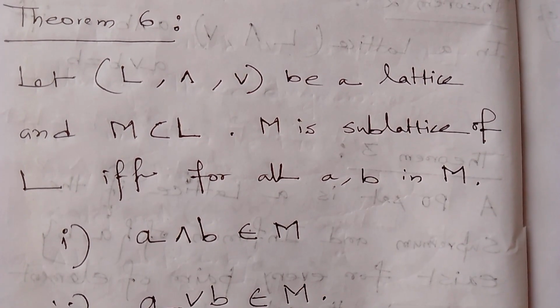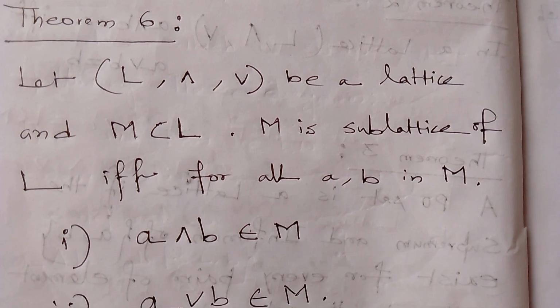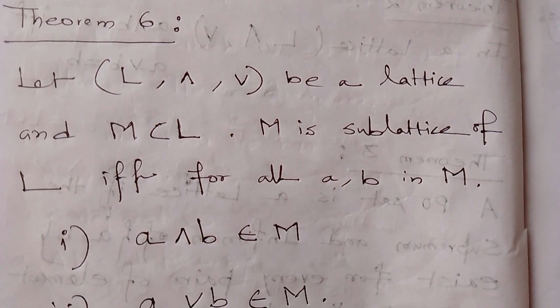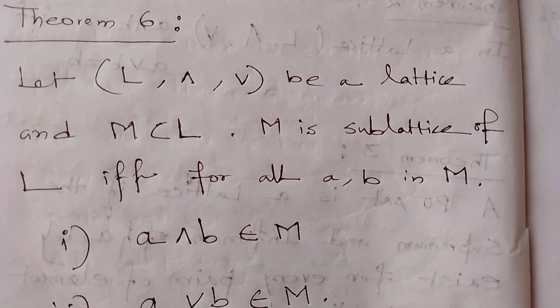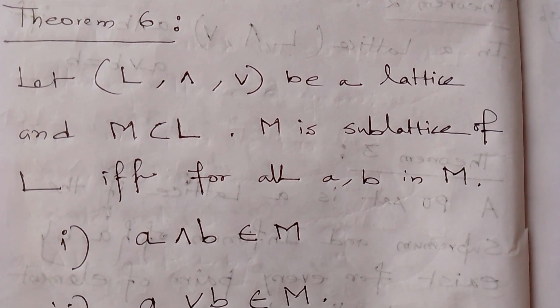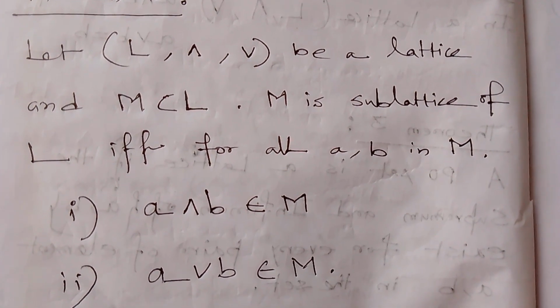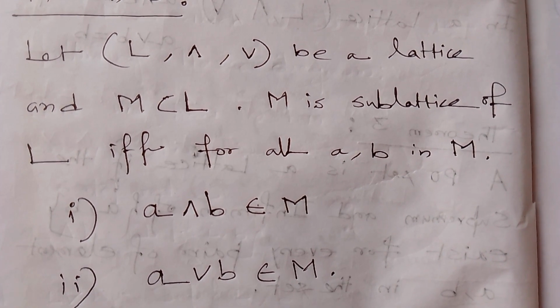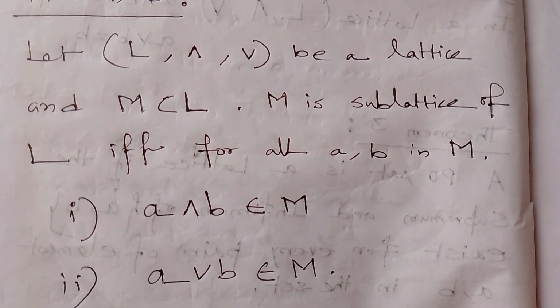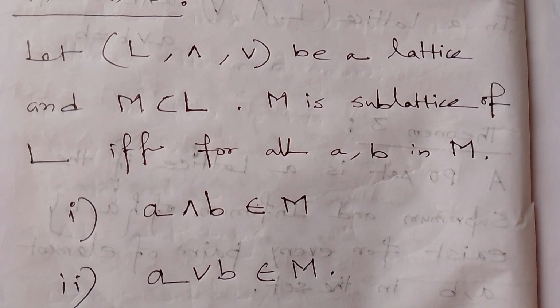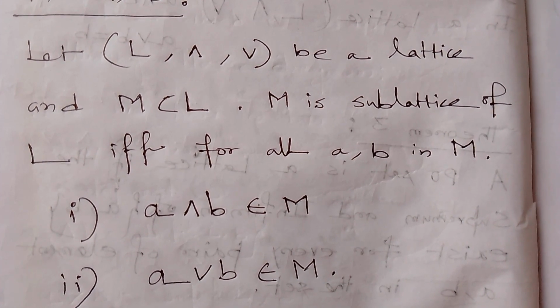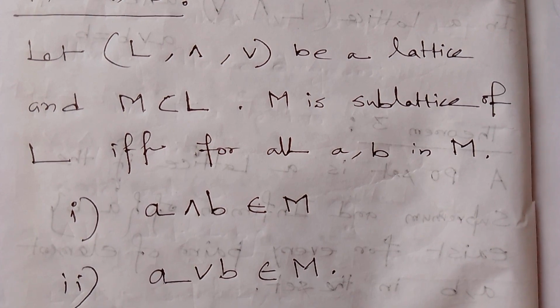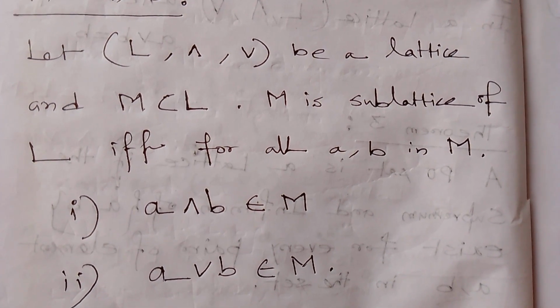Now the last theorem, theorem 6 of lattice. Let (L, conjunction, disjunction) be a lattice and M a subset of L. M is a sublattice of L if and only if for all A, B in M, the condition holds: A conjunction B belongs to M and also A disjunction B belongs to M. So this is the last theorem or the last property of lattice.